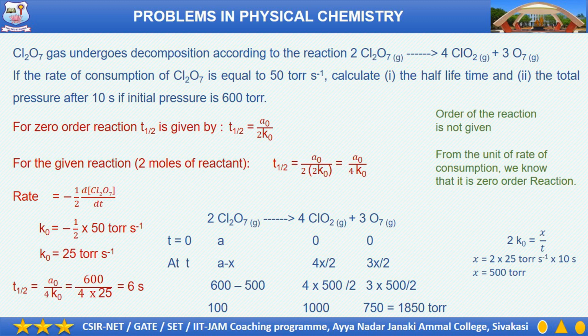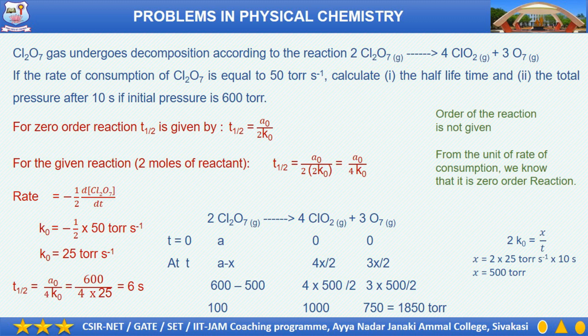What is the amount of ClO2 present? If 2 moles of Cl2O7 decompose, 4 moles of ClO2 are formed. Here, X mole of Cl2O7 is decomposed. Therefore, ClO2 formed is 4 into X divided by 2, and for the other product it is 3 into X divided by 2. This is the moles present after the time T.